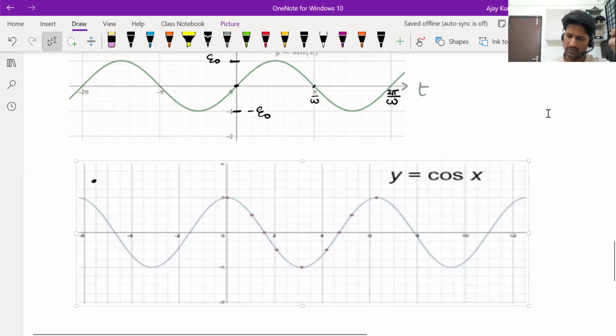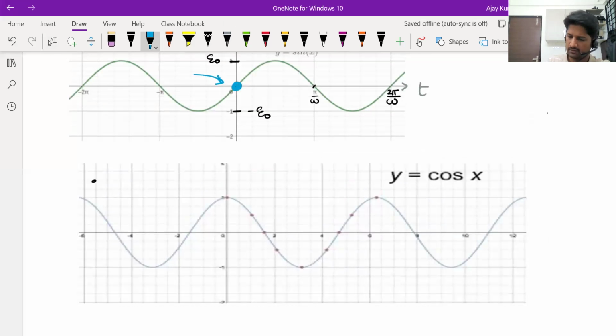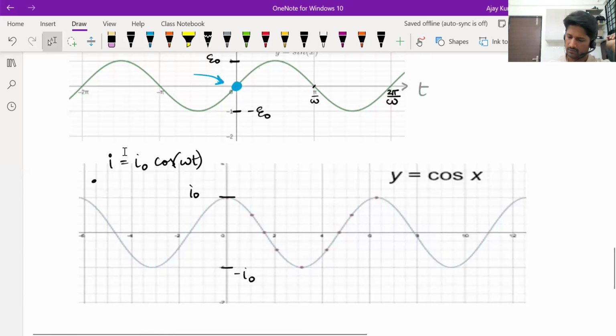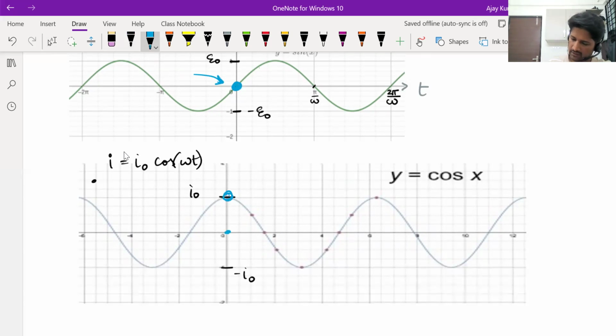So see, at t equal to 0, the EMF is 0. This point on the graph. The second graph is the cos function. This can represent the current for us. I is equal to I naught cos omega t. So the positive peak will be I naught, and the negative peak will be minus I naught. Time period will be the same. You look at the functions that we got. One was sin omega t, the other was cos omega t. Angular frequency is the same, omega. So time period will still be the same for both the functions, 2 pi by omega. But observe what happens at t equal to 0: the EMF is 0, but in the current function at t equal to 0, the current is maximum.